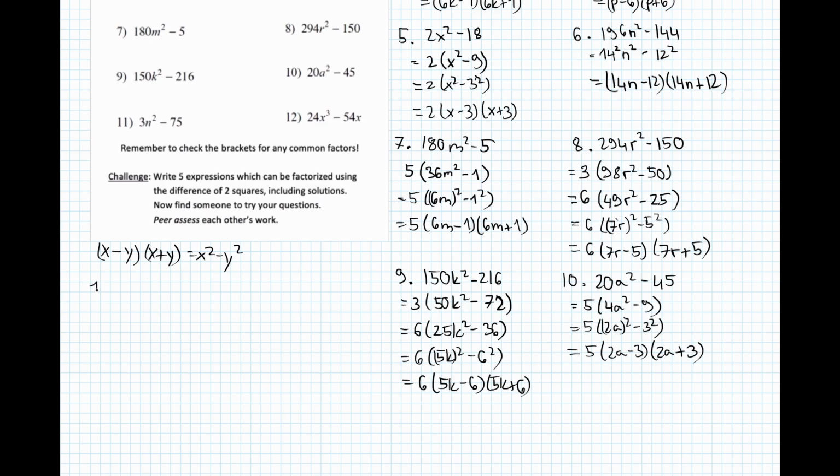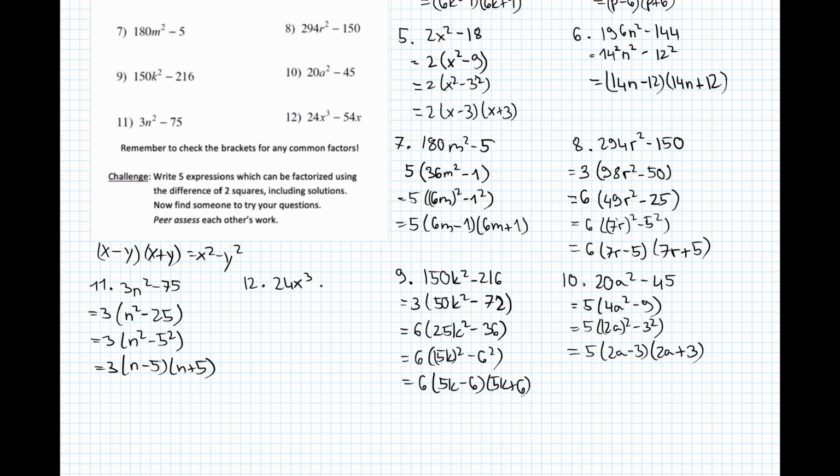Alright, let's continue over here. Have a little bit more space. 3n squared minus 75, and again 3 is not a perfect square, so let's take it out. n squared minus, 75 divided by 3 is 25, which is a perfect square. And we can rewrite this parentheses as n minus 5 times n plus 5. And that's it.